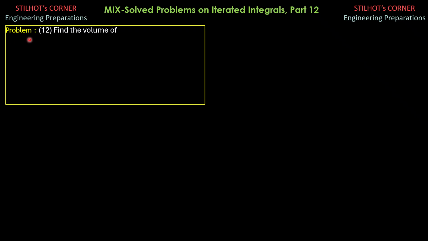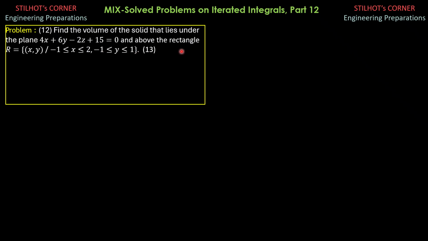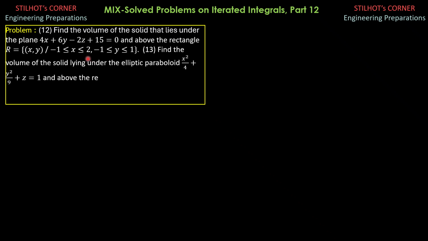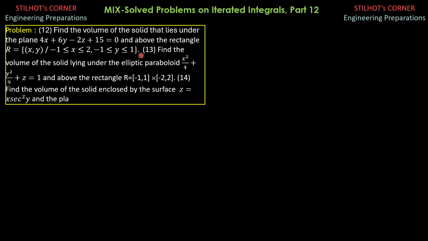So, problem 12: find the volume of the solid that lies under the plane 4x plus 6y minus 2z plus 15 equals 0 and above the rectangle with the dimensions negative 1 less than or equal to x less than or equal to 2. This is the inner limits, and the outer limits are negative 1 less than or equal to y less than or equal to 1. So let's focus on this problem first.